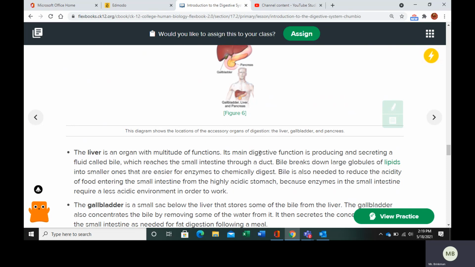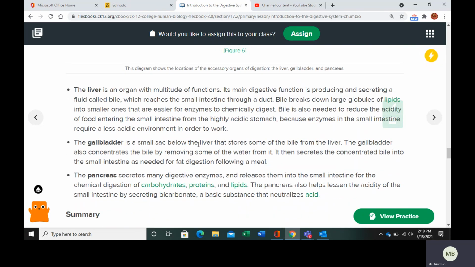The liver's main function is producing and secreting bile, and bile breaks down large portions of fats into smaller ones that are easier to be chemically digested. The gallbladder stores some of the bile from the liver, and the pancreas secretes a lot of digestive enzymes.